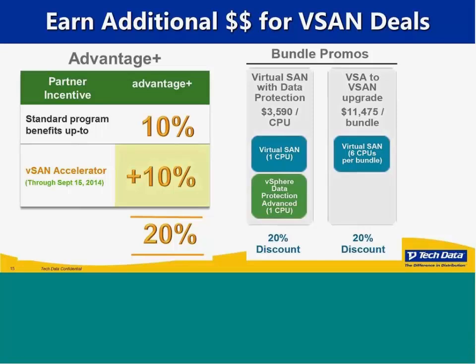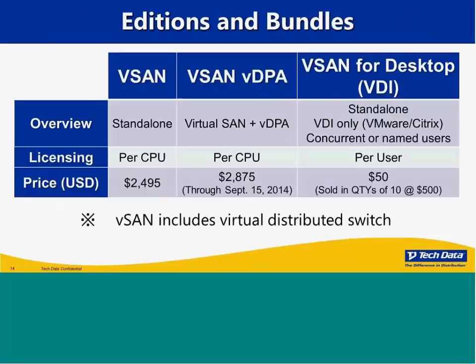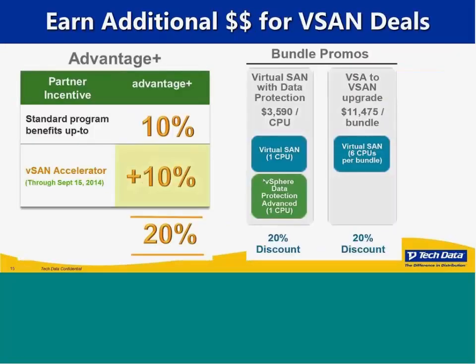And then the bundle promos. If you decided to go with the vSAN VDPA bundle, we had that promo price, not $35.90, but $28.75. I'll just flash back really quickly and point over there until September the 15th, and there's a 20% discount on that as well. So that might actually take us down to $28.75.